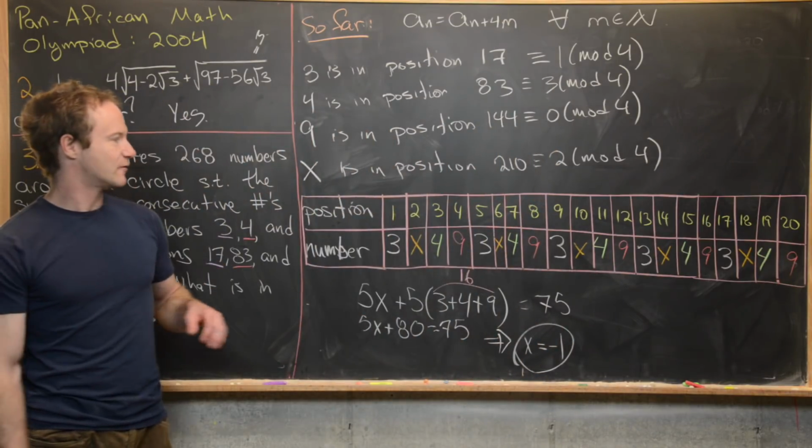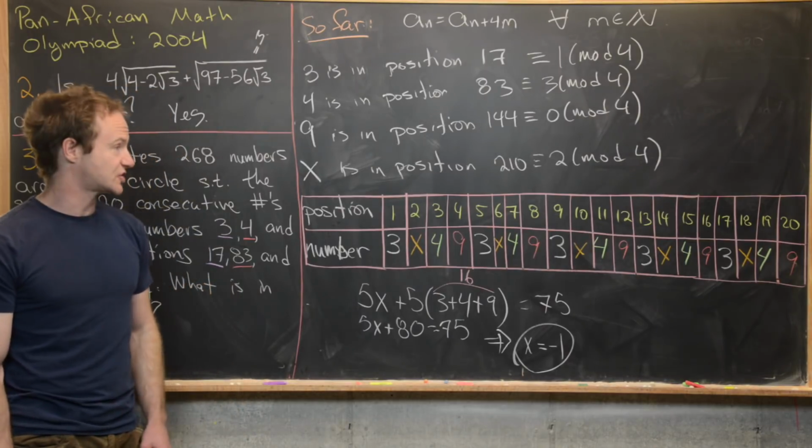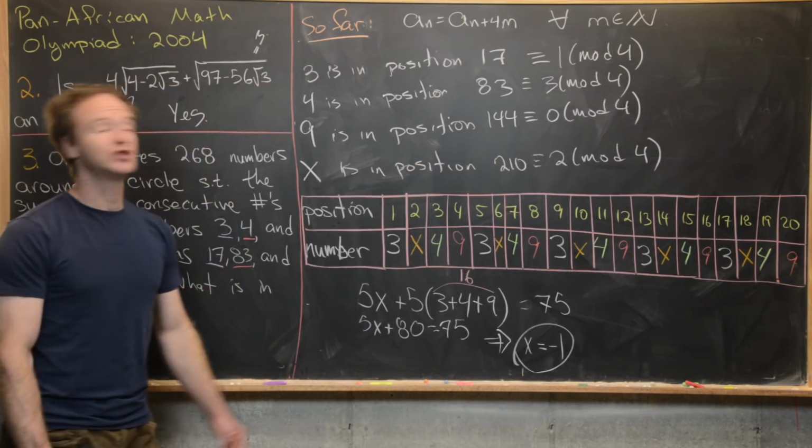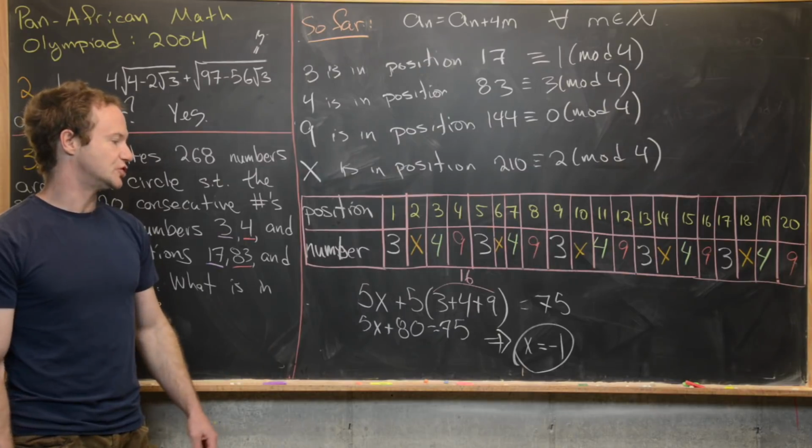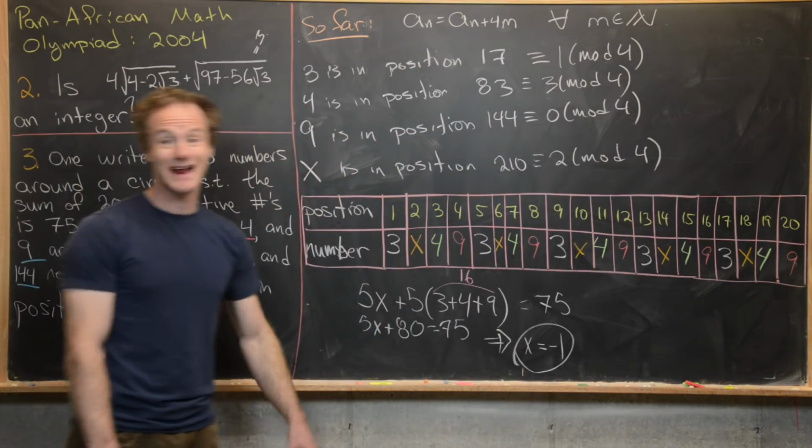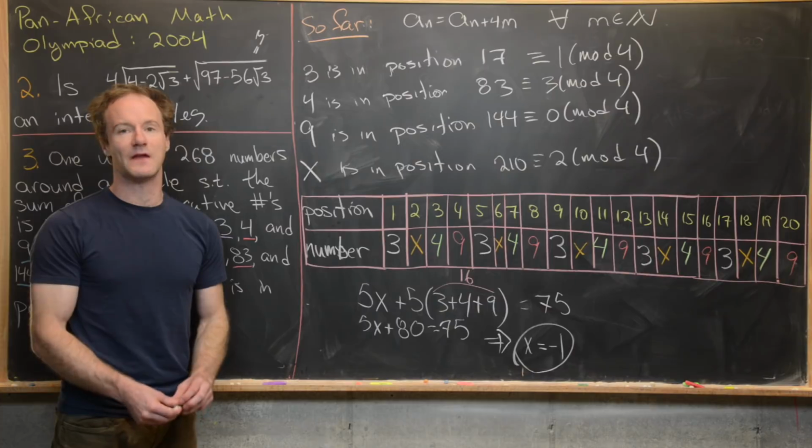So that means -1 is in every position which is congruent to 2 mod 4, including position 210. So that means -1 is the number that we're looking for. And that's a good place to stop.